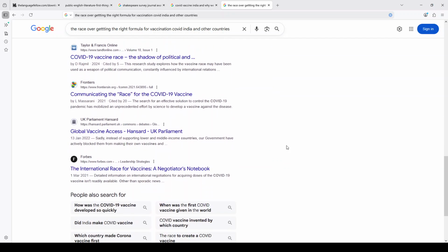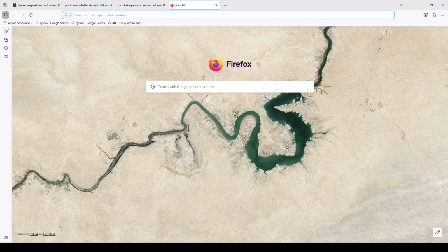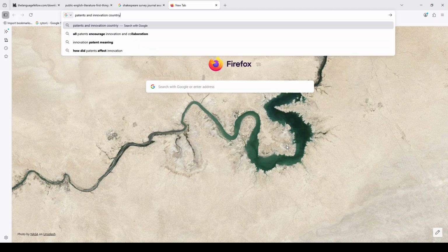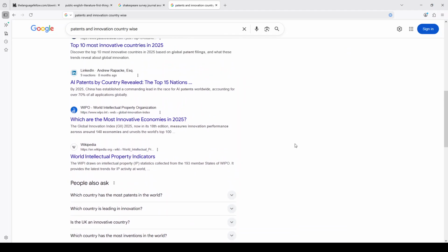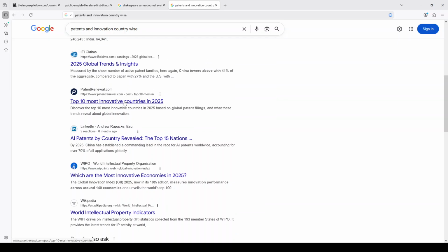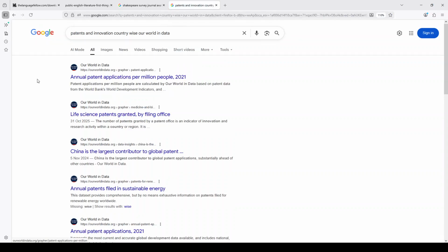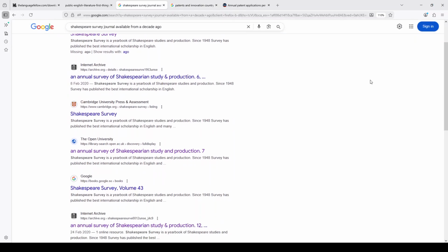So the point being, now that I've said so much, I'll go ahead and say that these things about patents and innovation, patents by country, and most innovative countries in global trends and insights. Let's see. As you can see, you will have a plethora of information on this.